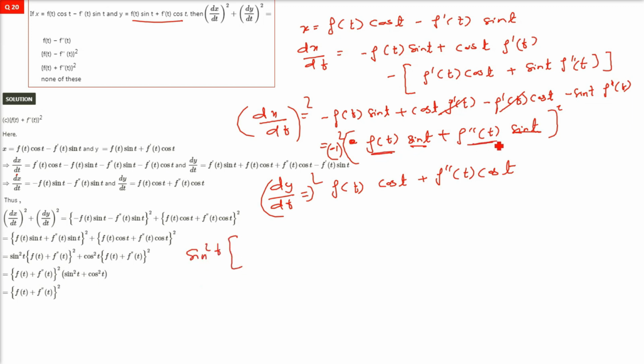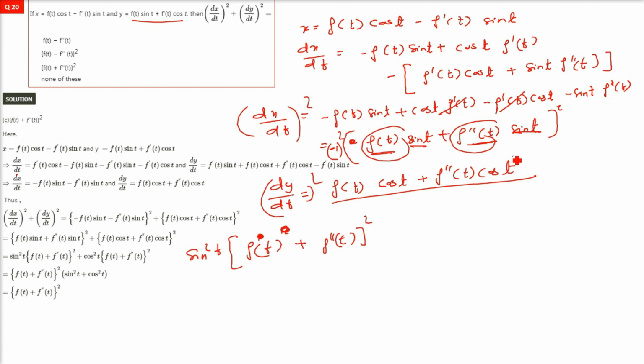So when you square this, sin square will come. I'm just taking sin square t outside, and the first term I'm not doing anything, I'm just squaring it. It is not whole square. So f(t) plus f''(t), just make it a square. I'm taking sin square out because we know sin t is in both the terms. In the second one we have cos square t, which I'm taking outside. So we have f(t) plus f''(t). These are the two things which are common here.